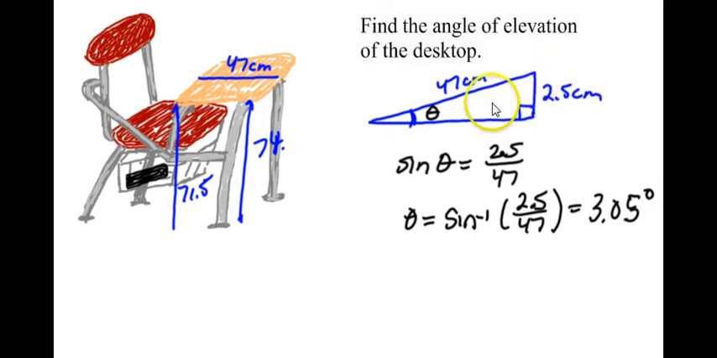So now I have an opposite and a hypotenuse and an angle, so I'm going to use sine of theta is 2.5 over 47, use inverse sine of 2.5 over 47, and I get that the angle of elevation of the desk is about 3 degrees. When you just look at it, it looks steeper than that, but it's really not very steep.